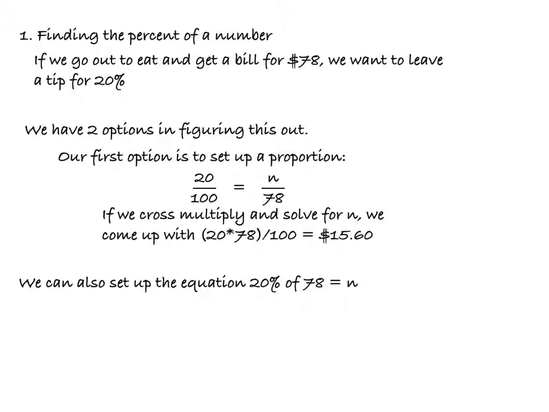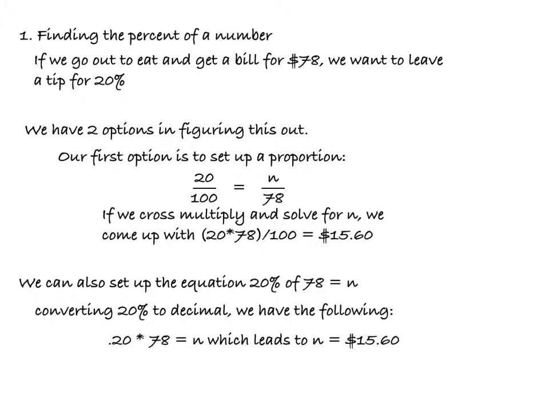The other option, instead of setting up a proportion, is we can set up an equation. So we can say 20% of 78 equals n. Now we convert 20% to a decimal. We have 0.20 times 78 equals n, which leads to n equals 15.60 again. Remember, when we wrote that as an equation, I said 20% of 78. If you remember, when we use the word of, that represents multiplication. Equals represents the word is.